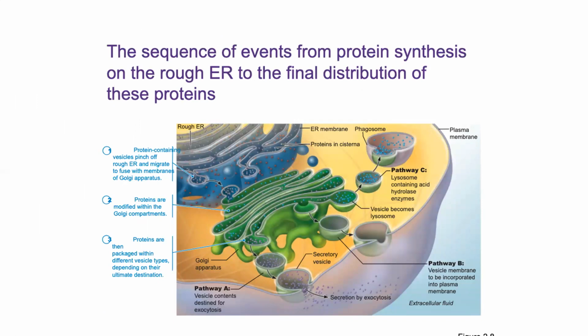These are the sequence of events. As you see, rough endoplasmic reticulum, we have ribosomes, protein synthesis, they have to go through the Golgi apparatus for packaging, and finally the packed protein will be released from the cell.